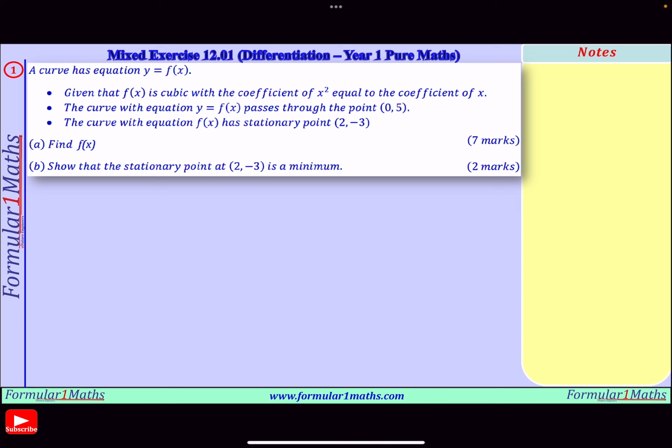This is Mixed Exercise 12.01, GCE A-Level Pure Maths Year 1. Mixed Exercise 12.01 is on differentiation. We've got two questions to answer.